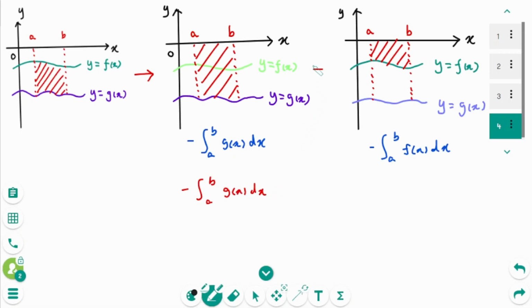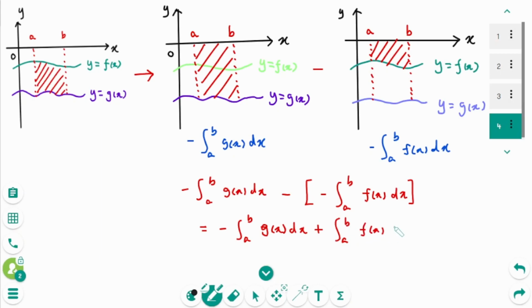minus this one minus the integral from a to b f of x dx. Then we can rewrite as minus the integral from a to b g of x dx plus the integral from a to b f of x dx. So final expression is the same as the previous two. This one first, f of x, then minus g of x, then dx.